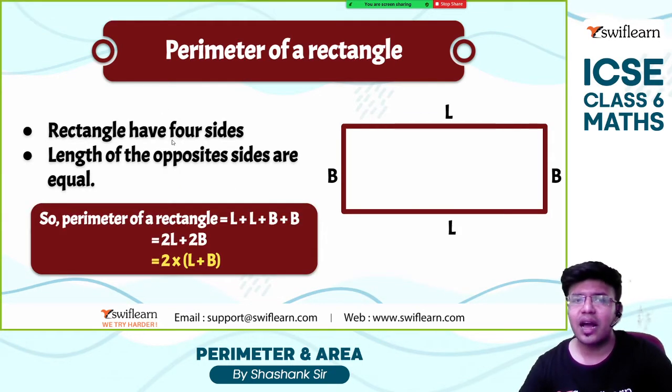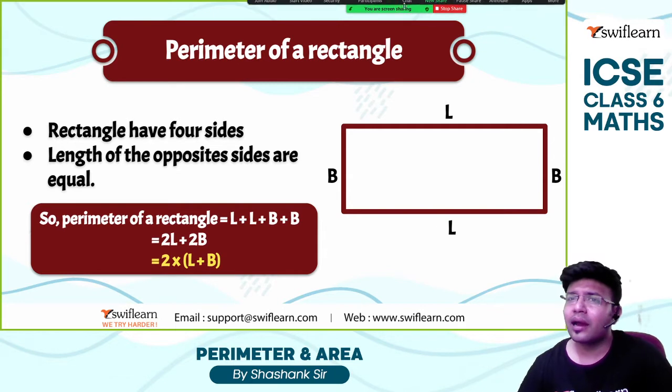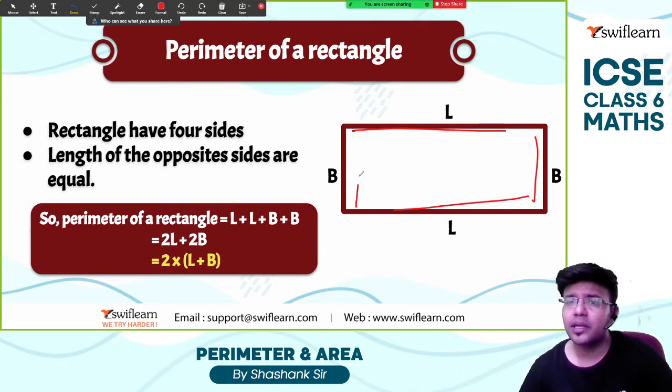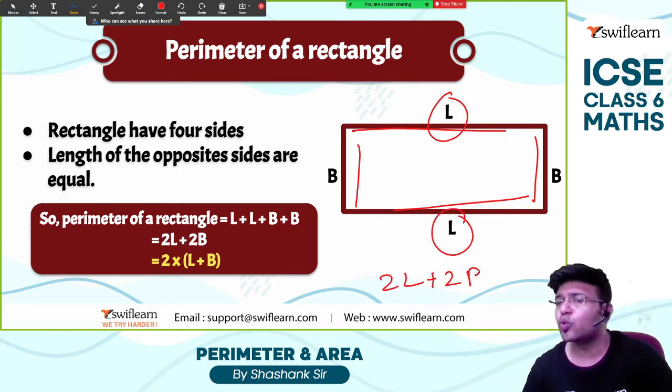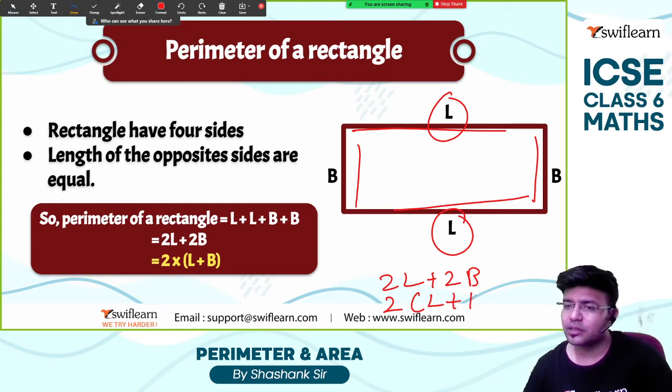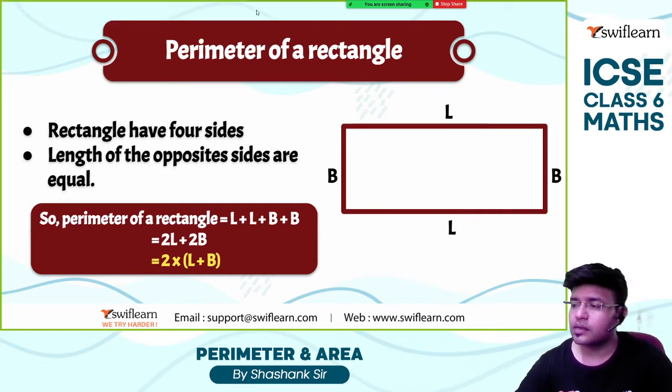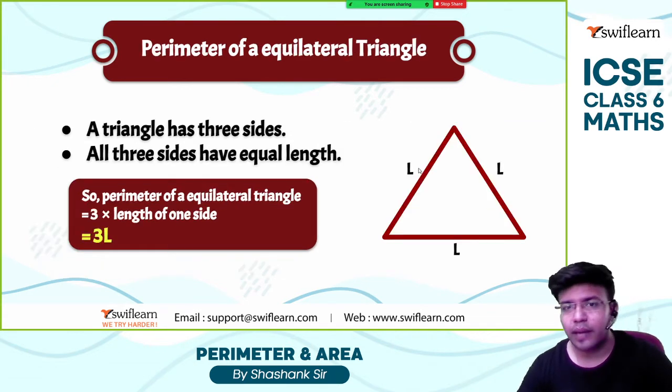Now, a rectangle has 4 sides. It has 2 lengths and 2 breadths. Perimeter means the sum of all the sides: L plus B plus L plus B. There are 2 times L, so it is 2L plus 2B. Taking 2 common, we get 2 times length plus breadth. Okay, this is the perimeter of the rectangle: twice the sum of length plus breadth.